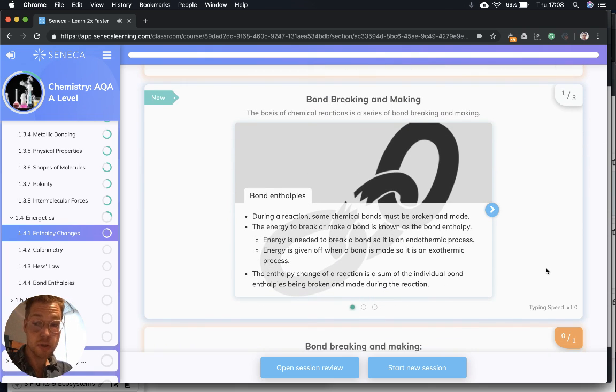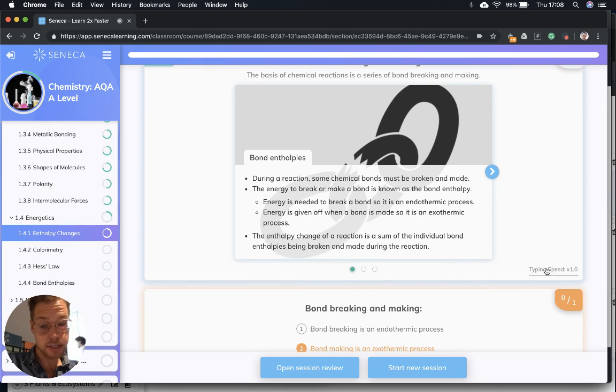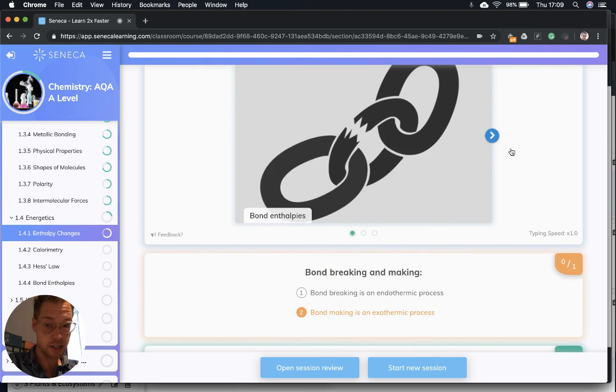Next, we are going to talk about a specific type of enthalpy, bond enthalpy. During a chemical reaction, some chemical bonds must be broken and some must be made. The energy to break or make a bond is known as the bond enthalpy. Great. Energy is needed to break a bond, so that's an endothermic process, whereas energy is given off when a bond is made, so that's an exothermic process. The enthalpy change of reaction is the sum of the individual bond enthalpies being broken and made during the reaction.